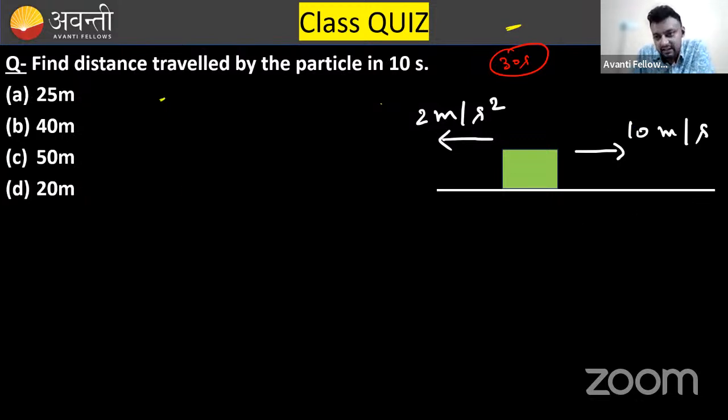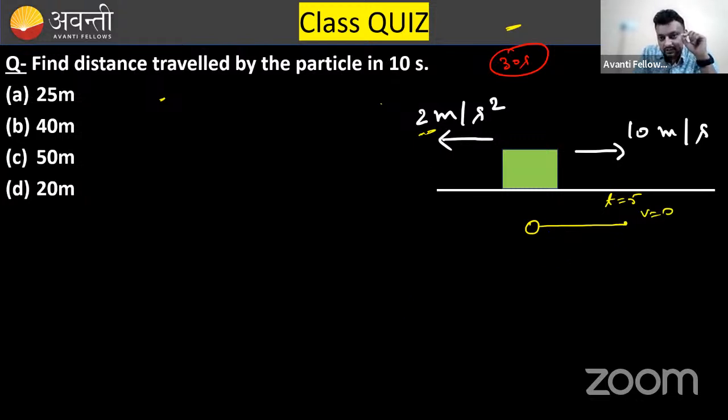Now listen to me. Its initial velocity is 10 meter per second and retardation is 2 meter per second square. What does it mean? After how much time will the particle stop? From simple calculation, you can say in every second its velocity decreases by 2. So in 5 seconds, its velocity will become 0. Is it so? So after 5 seconds, let's suppose the particle is moving in the positive direction, and at t equals 5 seconds, its velocity will become 0. Say yes or no.